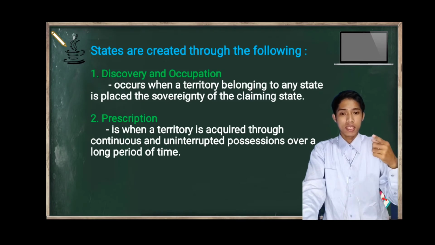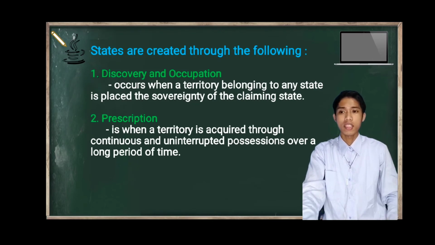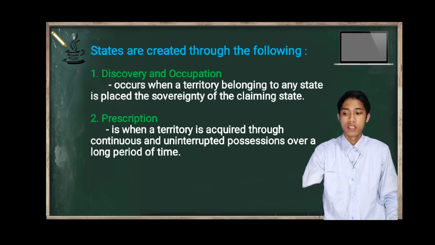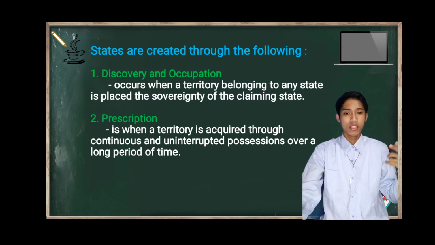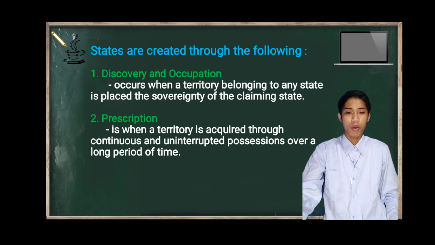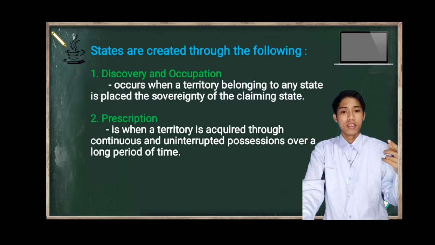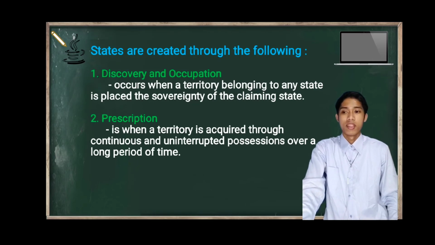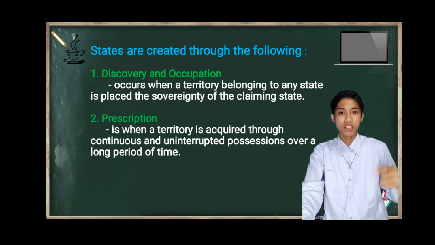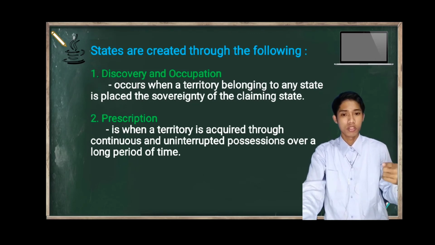So, what is discovery and occupation? This occurs when a territory not belonging to any state is placed under the sovereignty of a claiming state. It is the occupation of newly discovered territory by a power with no sovereign title to the land. Example, a treasure or an abandoned house. The second is the prescription. This is when a territory is acquired through continuous and uninterrupted possession over a long period of time. Example, when you live in a place for a long period of time without interruption or disturbance by the owner, then you have the right to that place.